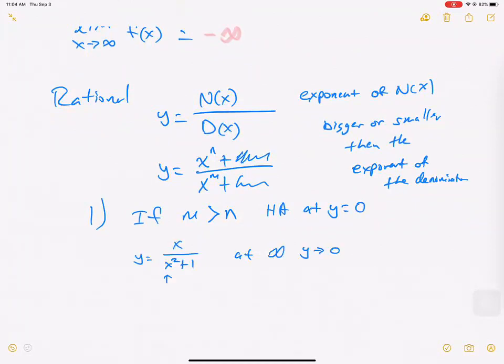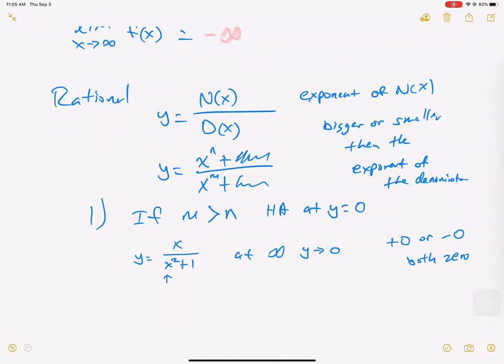So no matter what, all we care about is the horizontal asymptote. And you can say, Mr. Ko, but what about on the right side or the left side? Doesn't matter. What's the difference between positive 0 or negative 0? Both 0. Okay, so first simple rule.